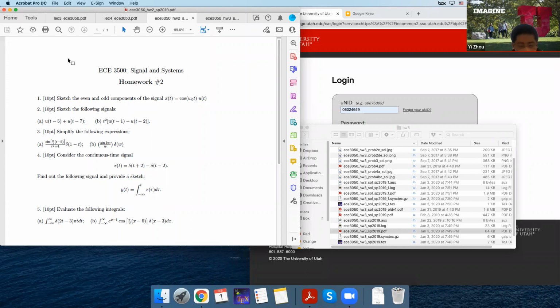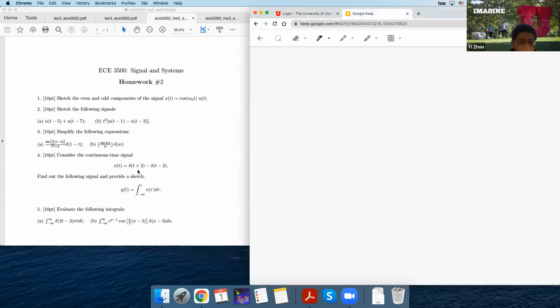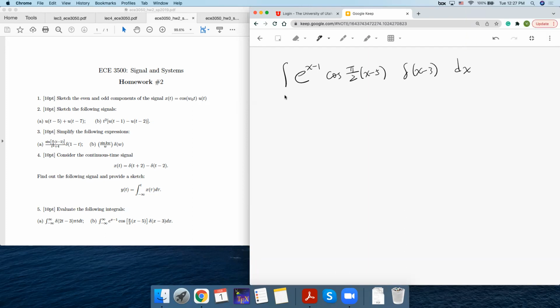Yeah. So evaluate this integral. Can you describe your approach for this problem? Or do you have any ideas for this one? I was kind of stuck on this one. My first thought was to do a U sub, but that doesn't really work out for it.